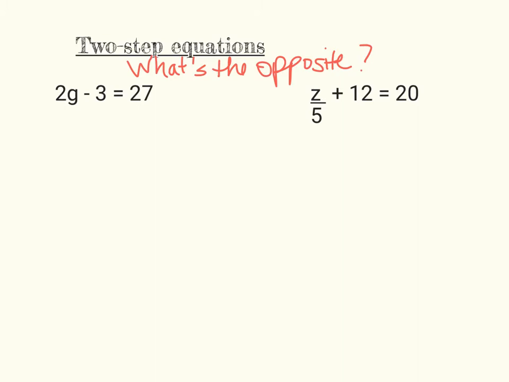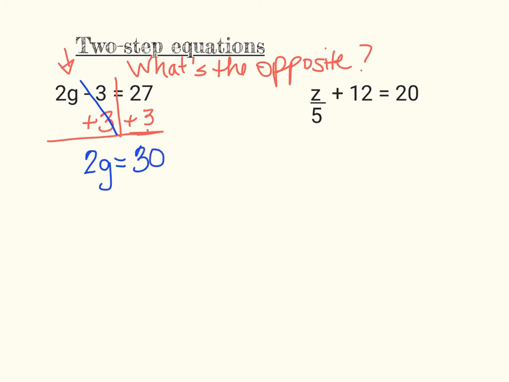So in other words, we know if we were going forward with the order of operations, you would multiply before subtracting. So therefore, if we're going backwards, we're going to address that subtraction first. So what's the opposite of minus 3? Opposite of minus 3 is plus 3. It's a seesaw, keep it on both sides. Minus 3 plus 3, that cancels out. I'm left with 2g equals 27 plus 3 is 30.